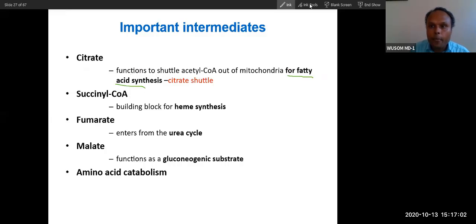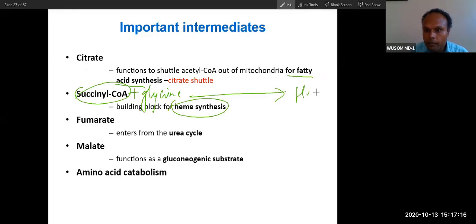Succinyl coenzyme A, we will talk about this also. It is a very important element of heme synthesis. It is the substrate for heme synthesis. Succinyl coenzyme A plus glycine will combine and form heme. So remember, heme synthesis. We will talk about this heme synthesis in MD1 only.